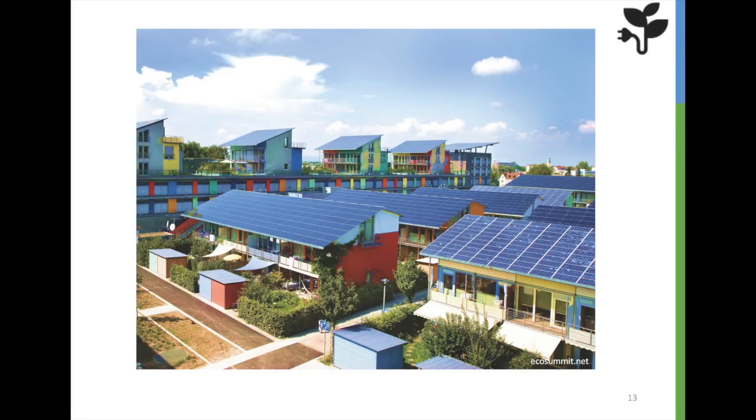Here's just one example of what this could look like in implementation. This is a community in Germany called Solar Settlement. They're a zero emissions community. They produce 300% more electricity than they need, which creates profits of $5,000 per household each year. So this is one example of what our bill could look like.